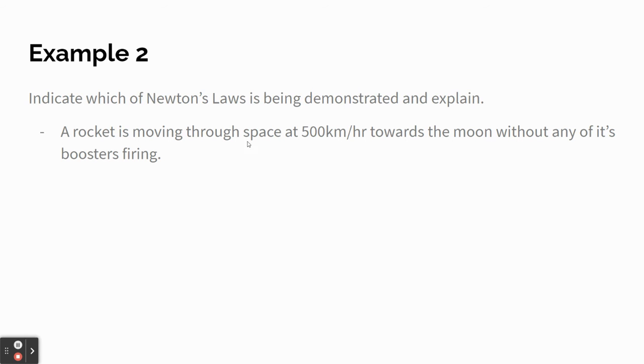Example number 2. Think about this one. A rocket is moving through space at 500 kilometers per hour towards the moon without any of its boosters firing. So for this one, the speed, the motion is staying constant, so motion is not changing. But we don't have any forces acting upon it. The boosters aren't firing, there's no air friction, there's no gravity. So basically, this object is in motion, so it will stay in motion until something comes along and acts upon it. So this is Newton's first law again, the law of inertia.